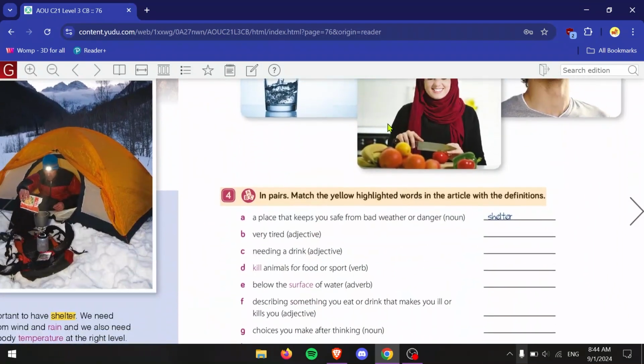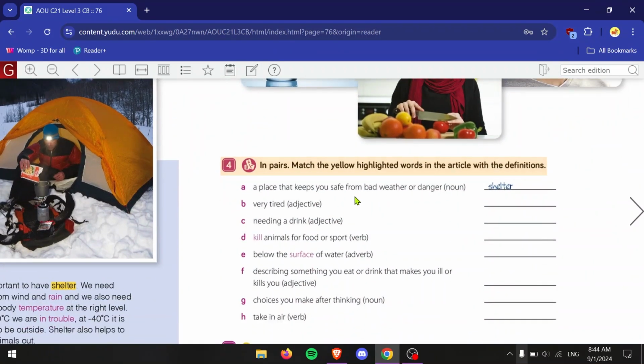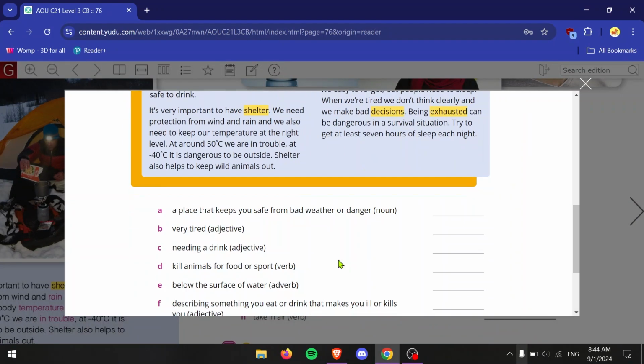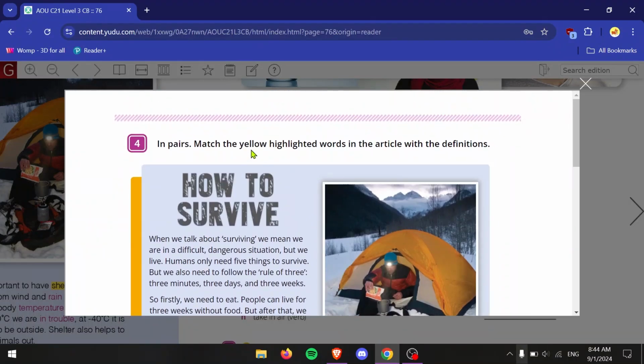Okay. Now that we're done with that, let's go to exercise 4. In pairs, match the yellow highlighted words. Let's see here. Match the yellow highlighted words in the article with the definitions.